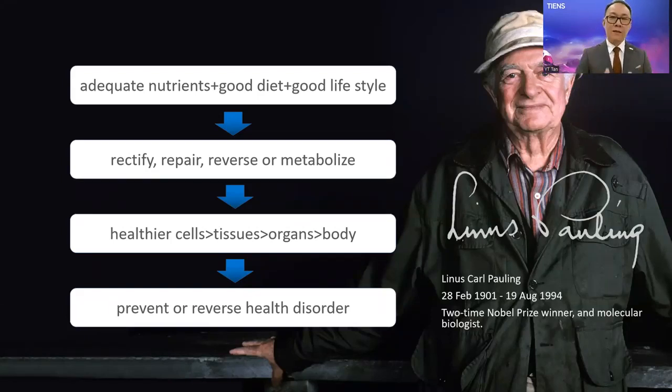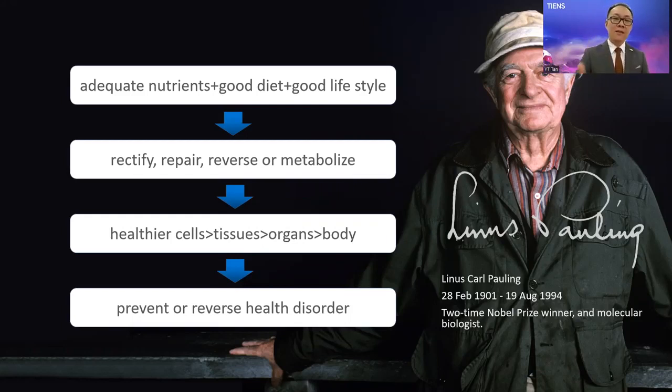So good diet: eat a lot of veggies, eat a lot of unsweetened fruits, eat a lot of unsweetened food, and then add a good lifestyle. Sleep earlier, don't stay up late, stay away from pollution. Go for negative ions, go to the forest, go to the waterfall. All the forests with waterfalls contain a lot of negative ions, and it's very good for the human body. And then with the practice, you will start to rectify, repair, reverse or metabolize your aging cells, your bad cells. Then the healthier cells will start to form the tissues, to form the organs, and to form the body.